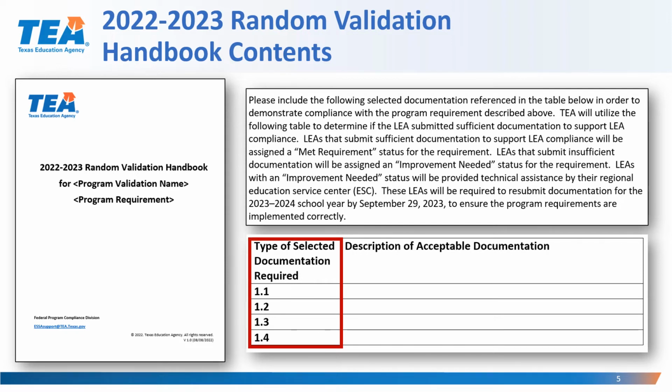Each type of selected documentation that is required will have a number as well as the name of what the documentation is that is required, as well as the description of the acceptable documentation that will provide additional details related to the documentation that's been requested.